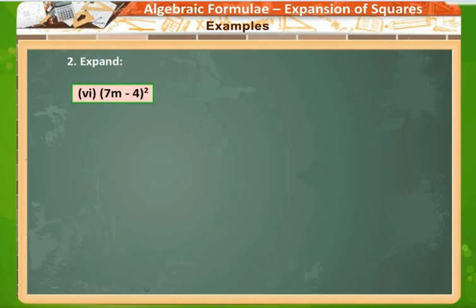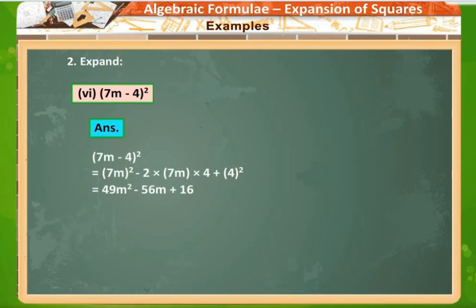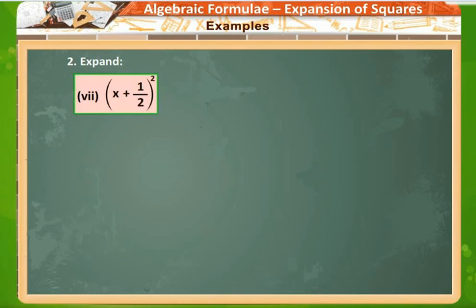Same, (7m - 4) the whole square. This is of the form (a - b) the whole square. So you can see the expansion now. (7m - 4) the whole square is equal to (7m)^2 - 2 × 7m × 4 + 4^2, which is equal to 49m^2 - 56m + 16.